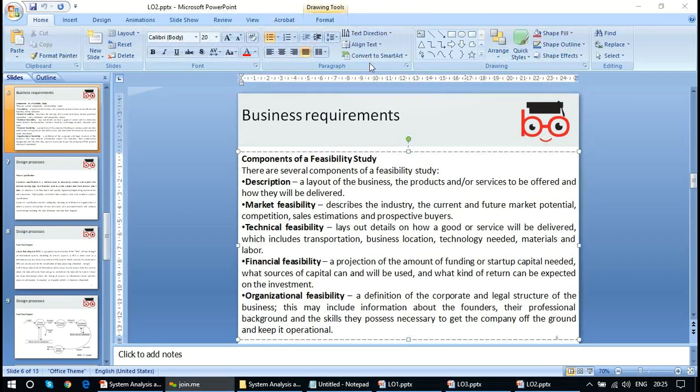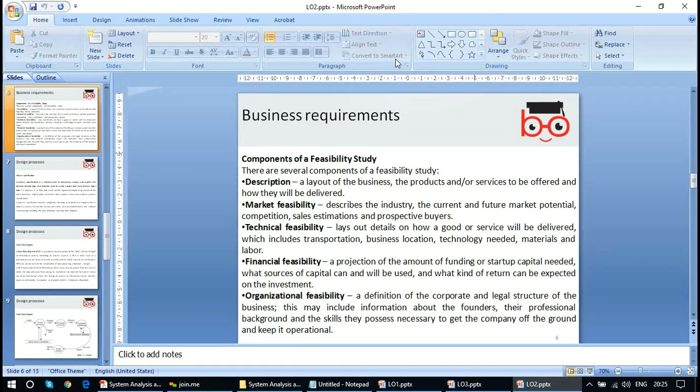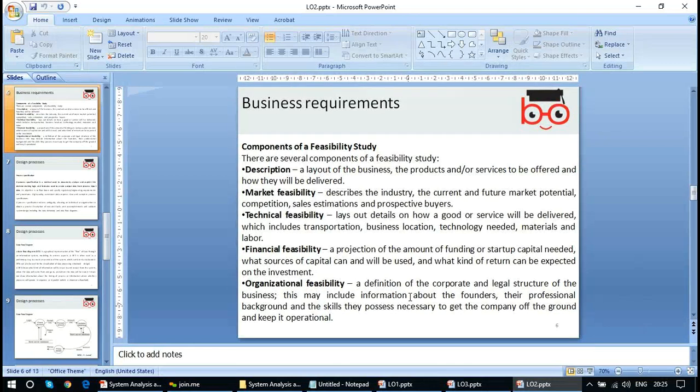Hello. Hello. Hello. Yeah. The connection was dropped for a while, so you are back now. Yeah. Can you see slide number 6 now? Yes, I can.